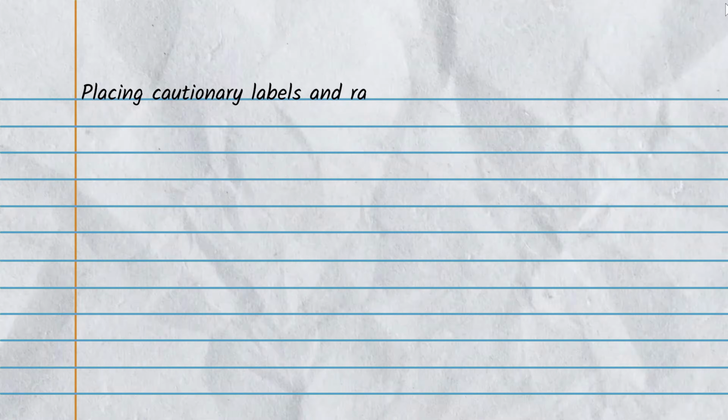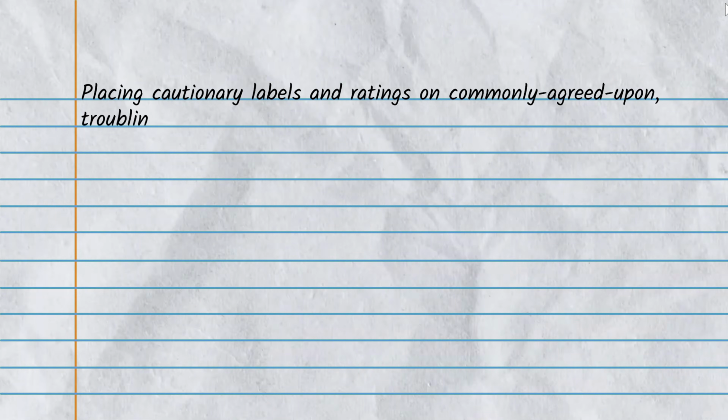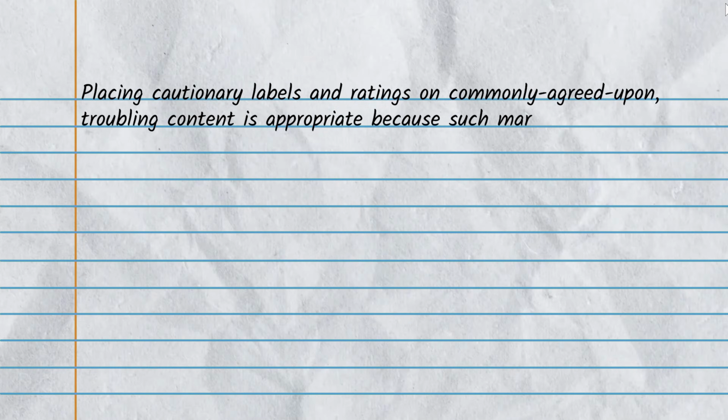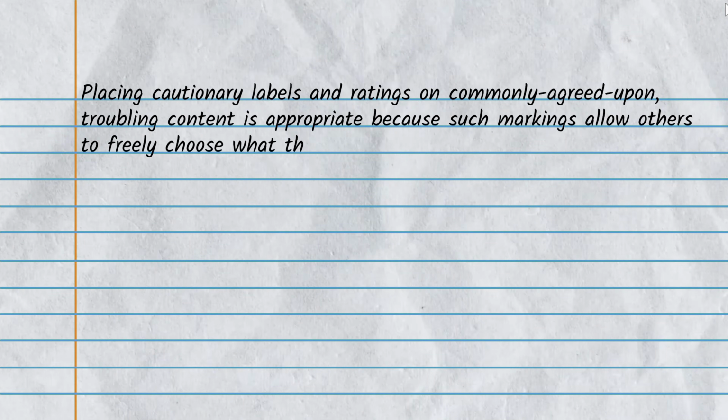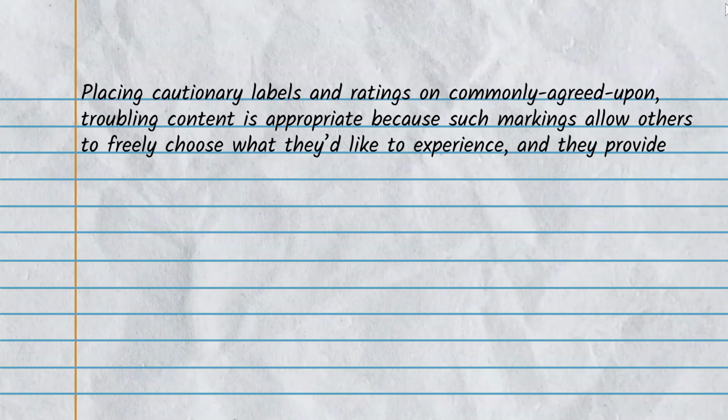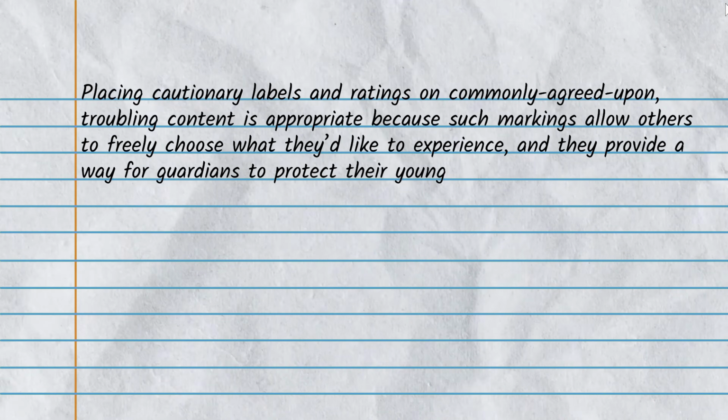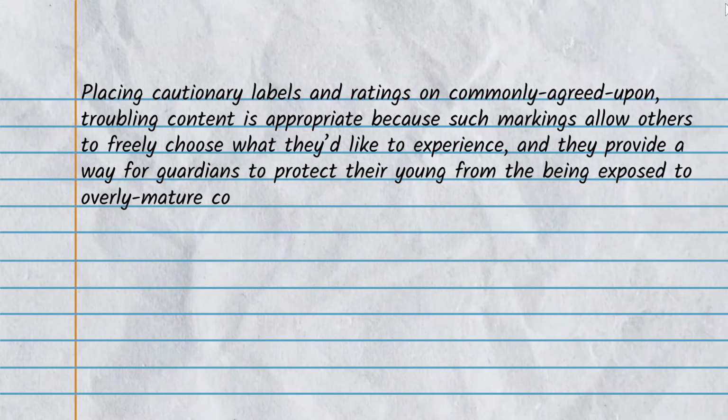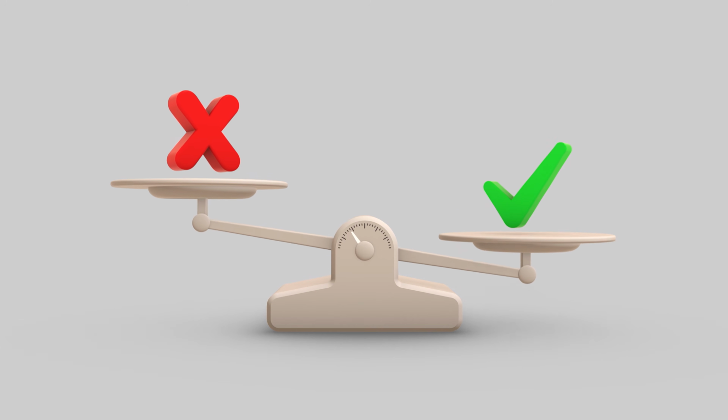Placing cautionary labels and ratings on commonly agreed upon troubling content is appropriate because such markings allow others to freely choose what they'd like to experience, and they provide a way for guardians to protect their young from being exposed to overly mature content. This is a complex sentence, but notice how my argument is significantly one-sided.